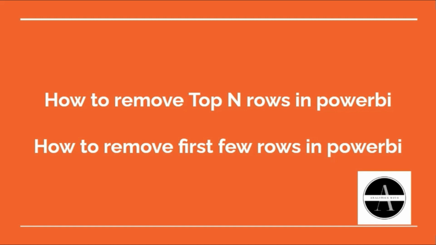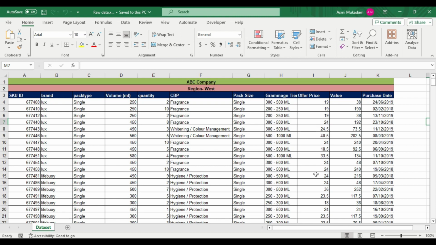Today in this video we are going to see how to remove top n rows in Power BI. When we import data into Power BI from Excel, most of the time we don't get the data starting directly from the columns. Generally we get some extra rows which are not needed, like these two rows with some headers. Here, the row containing ABC company and the region-based row. These two rows are not needed. In any reporting tool, these two rows don't make any sense. So we need to remove these rows. That is what we are going to see in this video.